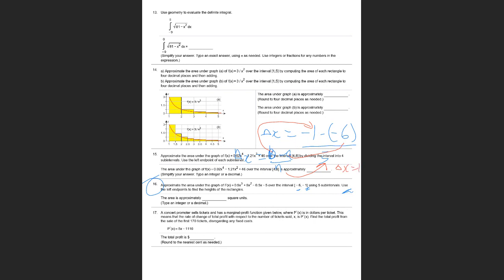All right, so I'm using left rectangles. So I have L5, and delta x is 1 outside. And so I am going to evaluate. The lower bound is -6, so I'm going to start from f of -6 plus f of -5 plus f of -4 plus f of -3. Remember, I'm looking for 5 rectangles. So 1, 2, 3, 4. Not there yet, so I need to get to the 5th rectangle.